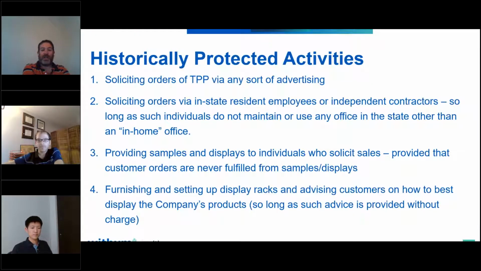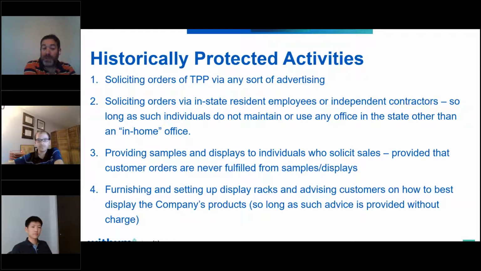So let's get into historically protected activities. So, again, 86272 has been with us a long time. So there's a broad category of activities that are generally protected. So we have soliciting orders of tangible personal property via any sort of advertising: radio, television, newspaper. You can advertise however you like in a market, and that will not break 86272 protection. You can solicit orders via in-state resident employees or contractors, as long as they're not maintained in an office other than a home office.